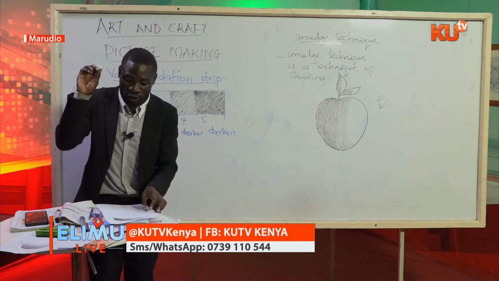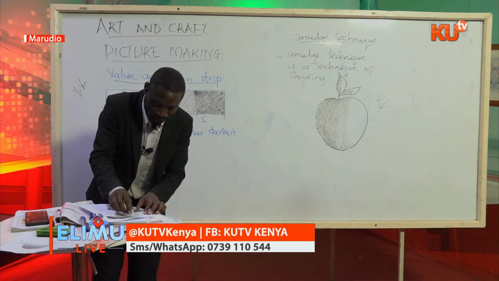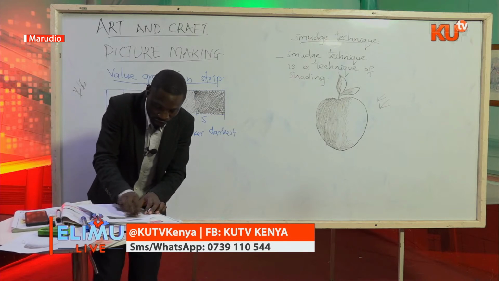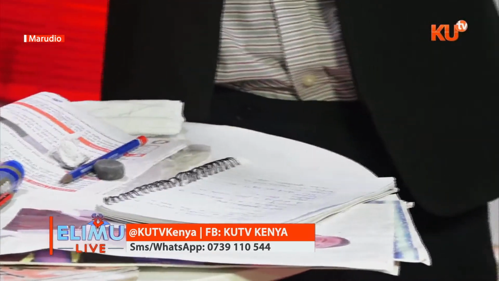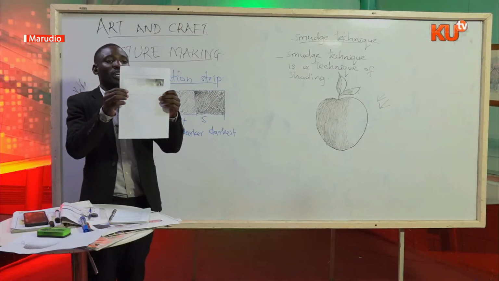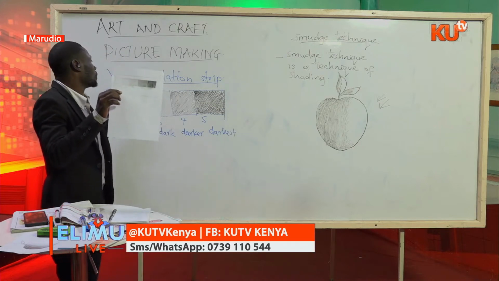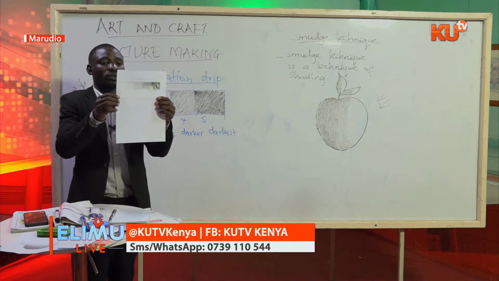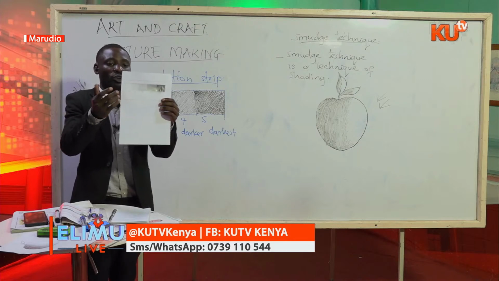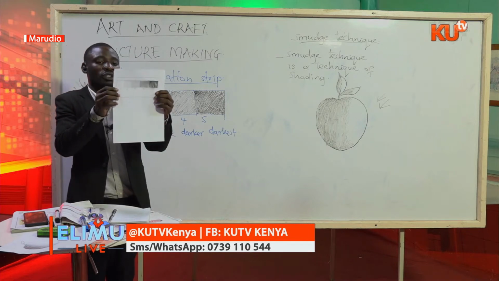And like I said earlier, don't forget to use a soft piece of cloth or piece of paper to spread your shading. And here we are, number 2. I think we have come up with a value gradation strip on a piece of paper. So we are here. Move closer so that we can all observe what is happening here.